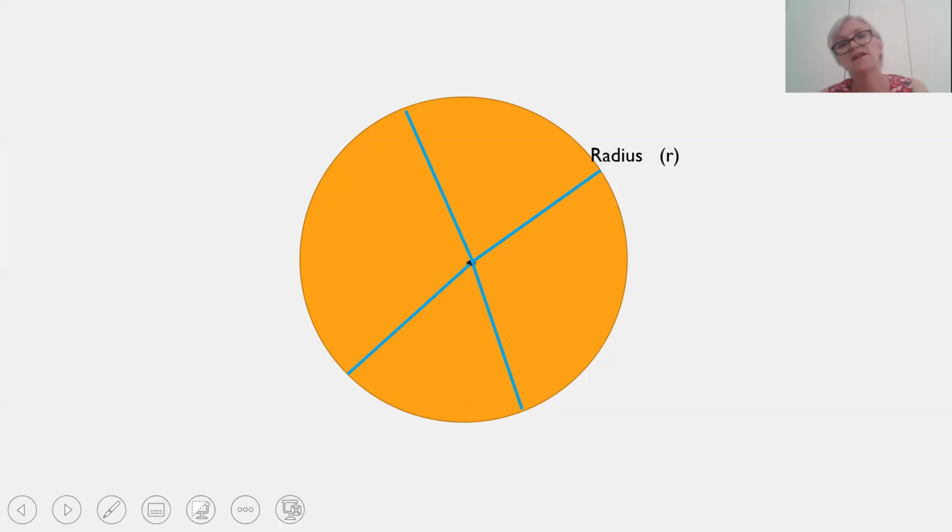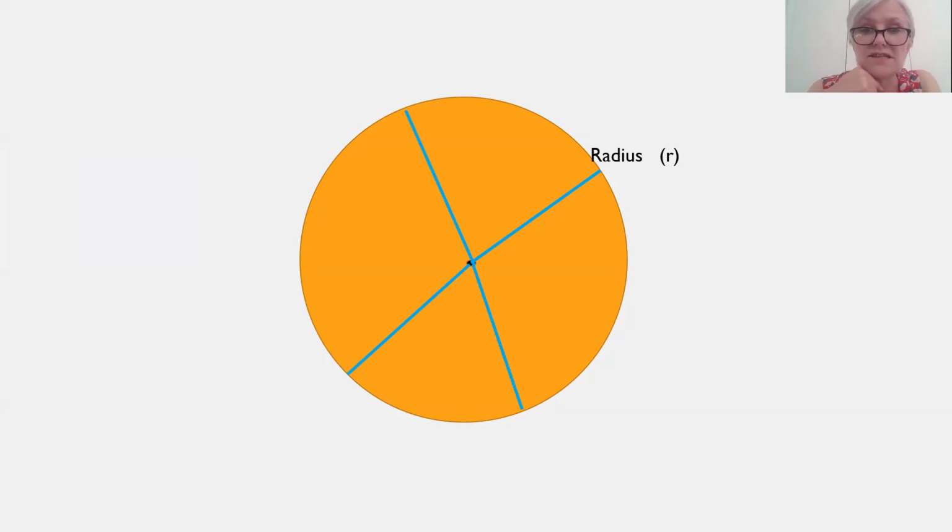And the radius could be anywhere, of course. Every line there is a radius, is what I meant to say, sorry. So every line that goes from the fixed point in the middle to the outer edge is a radius, and each of the radii is the same size. Okay, so if you think about it, that's how a circle is formed.